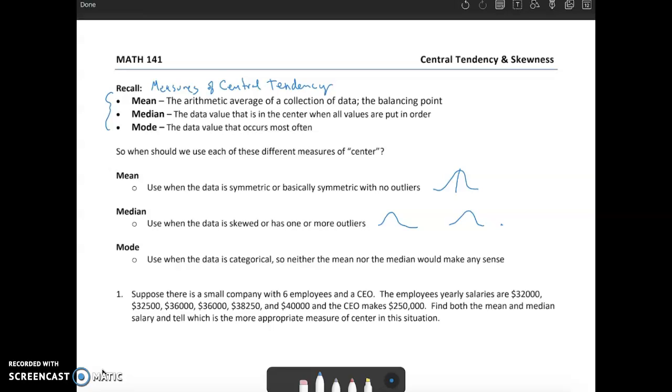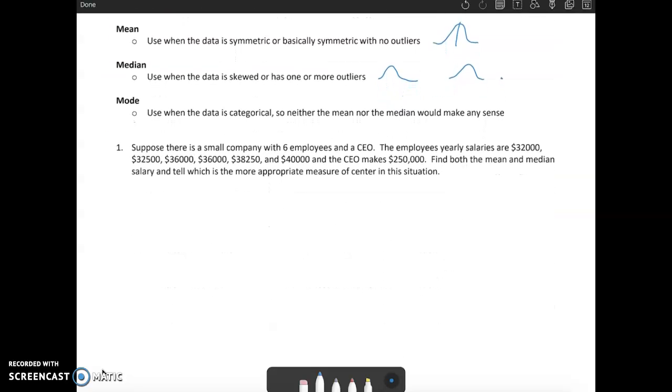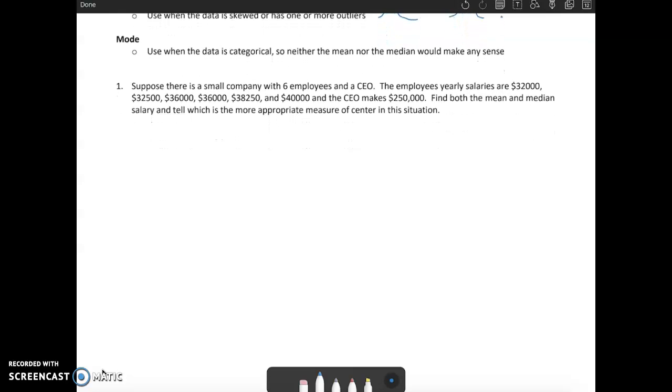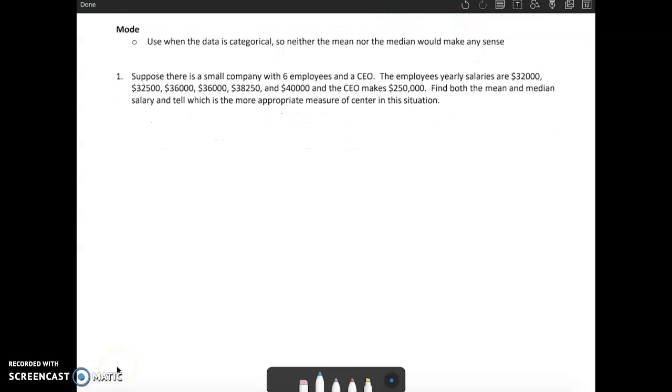The mode is mostly used when your data is categorical, so that neither the mean nor the median would make any sense. Okay, so we can't calculate a mean or a median when we have categories. So in those cases, we would prefer to use the mode. Okay, let's look at an example here to see why sometimes the mean versus the median would be preferred.